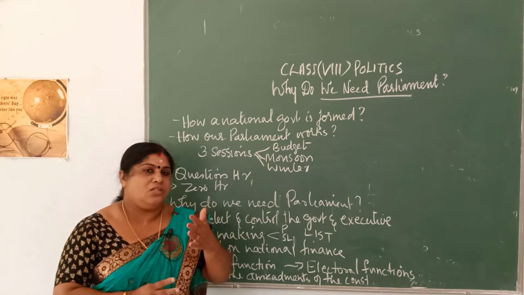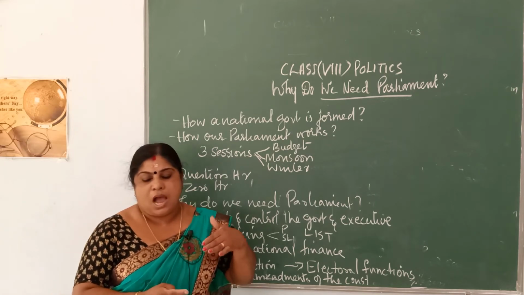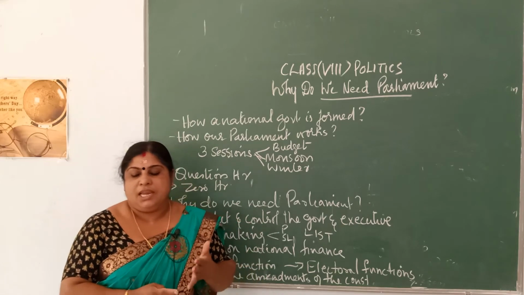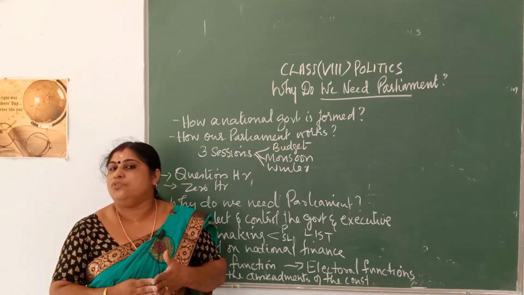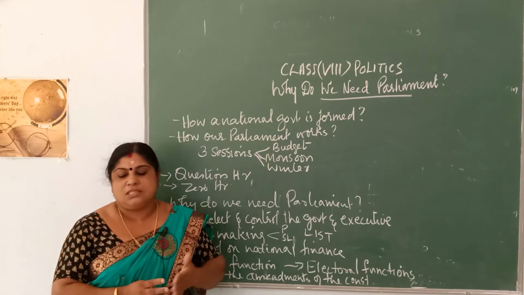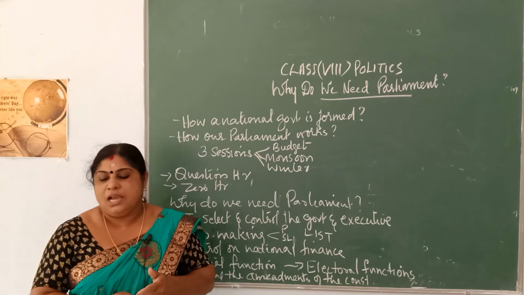Now the like-minded parties which are able to get a majority in the parliament unite together to form a government. Once the government is formed, the next task is to exercise control over the government.